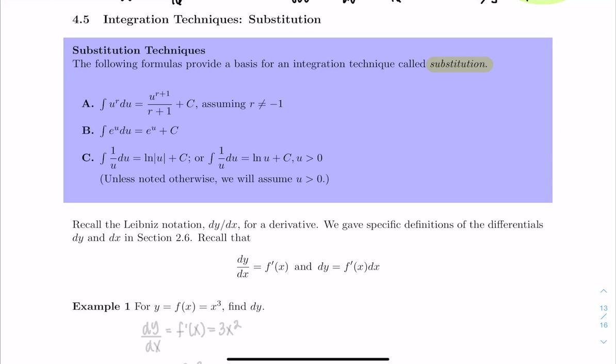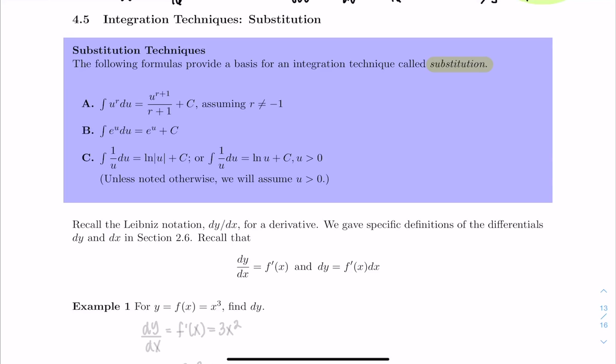The integral of e to the u du is e to the u plus c, and the integral of 1 over u du is ln of the absolute value of u plus c, or the integral of 1 over u du equals the natural log of u plus c, where u is greater than 0. Unless noted otherwise, we will assume that u is greater than 0.